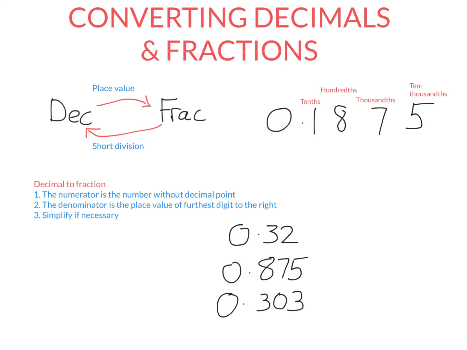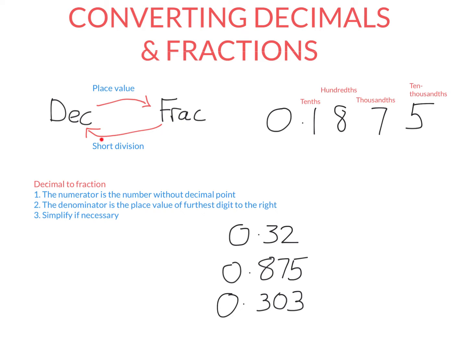Thank you so much for tuning into this video in which we will look at converting decimals and fractions. You probably already know decimals and fractions are just different ways to represent the same number. Any fraction can be written as a decimal, any decimal as a fraction. For example, half and 0.5, exactly the same number. So how do we convert between decimals and fractions?